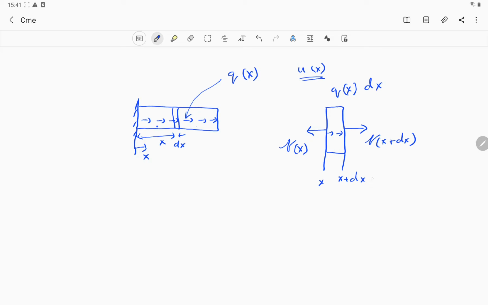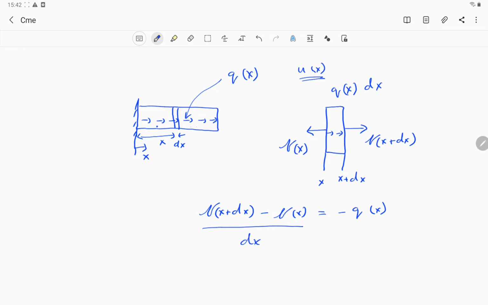Now let's apply the equilibrium equation. If we apply the equilibrium equation, what do we get? We get n of x plus dx minus n of x equal to minus q of x, right? Sorry, not q of x, q of x dx. Now take the dx downside, and if I do that, let me erase it and put it over here.